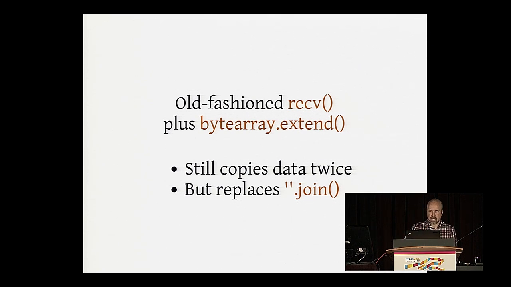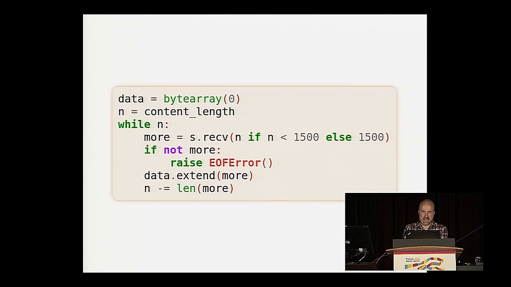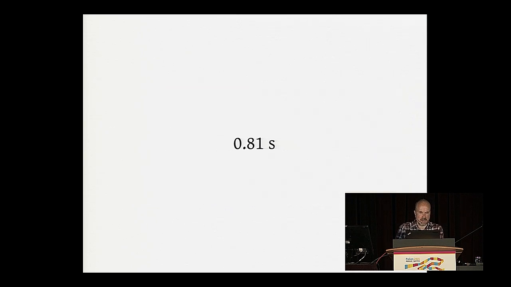Another possibility I saw on someone's blog is to do an old-fashioned receive of a new string and then try to do a byte array extend to grow your byte array with these new strings. It copies the data twice, but does get rid of that join concatenation. It looks something like this, data.extend, down there near the bottom.